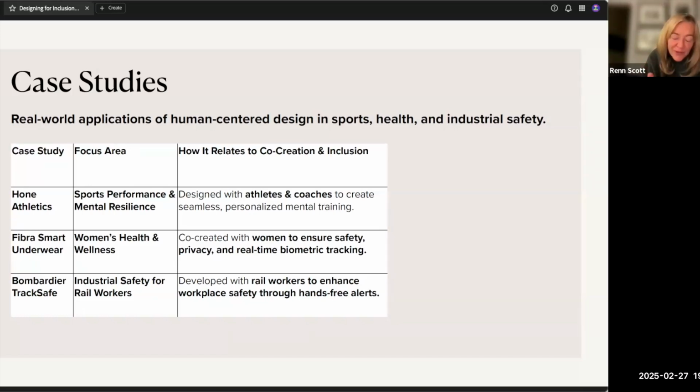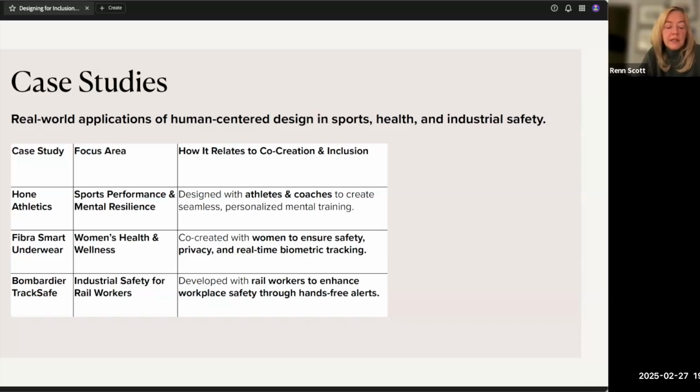Three real world examples. One, a company called Hone Athletics, which is focused on sports performance and mental resilience. This is an app platform and program that's designed with athletes and coaches. Next is Fibra Smart Underwear. This is a women's health and wellness product, app, and ecosystem. So it's a wearable, being underwear, a device, and an app. It's co-created with women to ensure safety and privacy, but the core thing is the real-time biometric tracking.